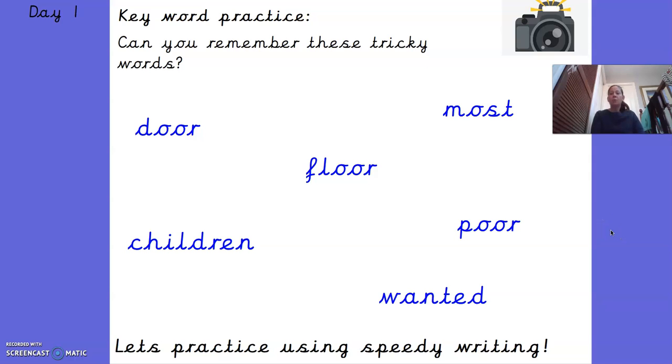I would like you now to pause the video and see how many times you can write each word in 1 minute. So you're going for your speediest writing, okay? How many times can you write each word in a minute? So you'll start with writing door. How many times can you write that in 1 minute? Okay, off you go.